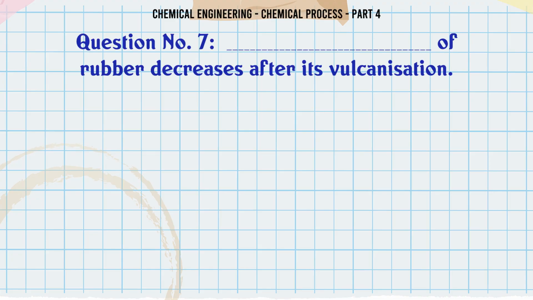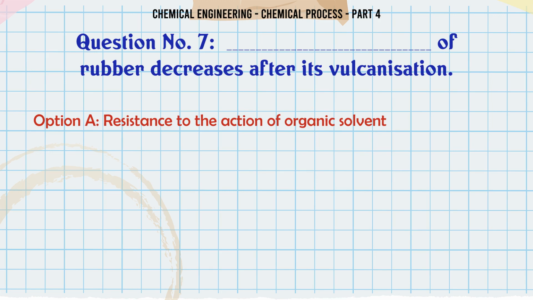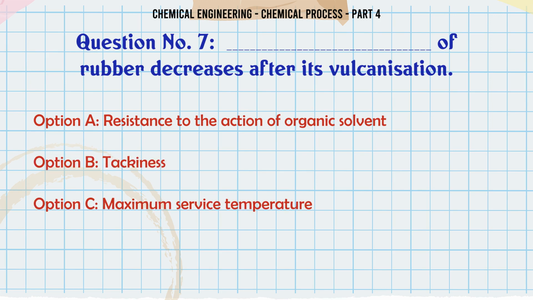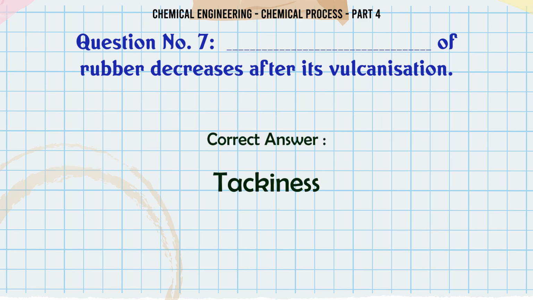Of rubber decreases after its vulcanization. A. Resistance to the action of organic solvent, B. Tackiness, C. Maximum service temperature, D. Tensile strength. The correct answer is tackiness.